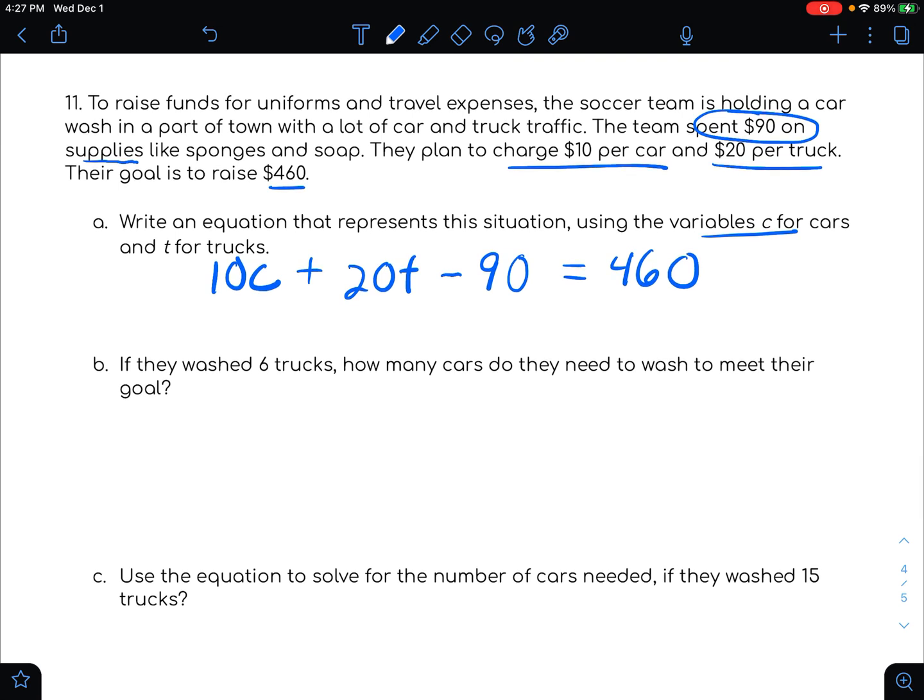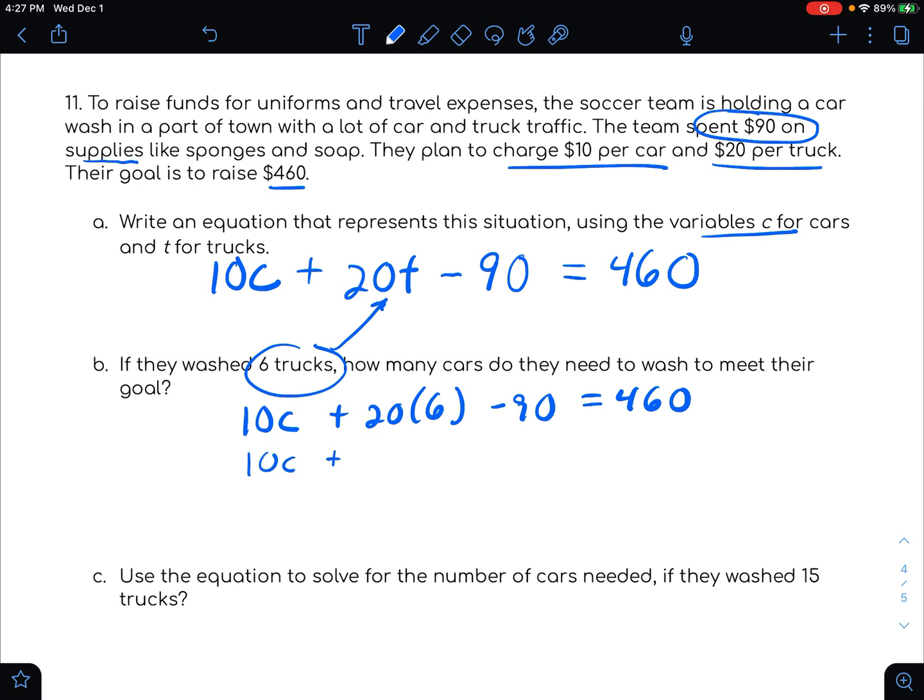Okay, so if they washed 6 trucks, how many cars do they need in order to meet their goal? All right, 6 trucks, so that's going to go in for T. So 10C plus 20 times 6 minus 90 is equal to 460. Let's do a little simplifying here. That'd be 10C plus 120 minus 90 is equal to 460. Combining these together, that'd be 10C plus 30 is equal to 460.